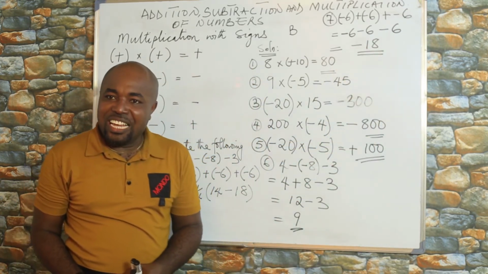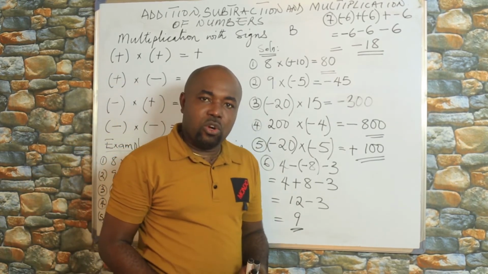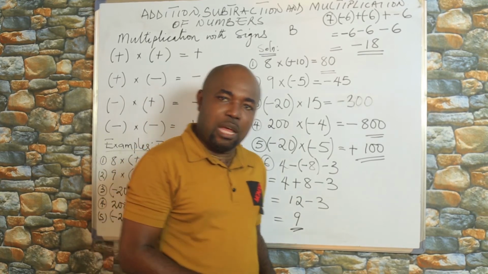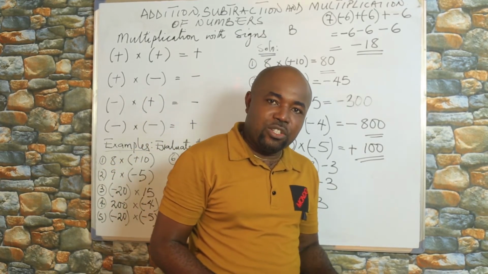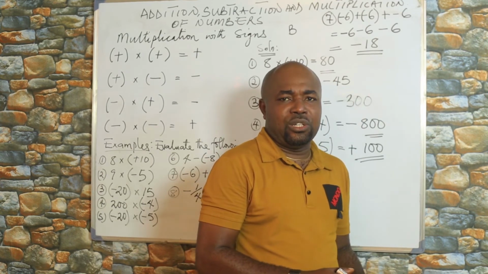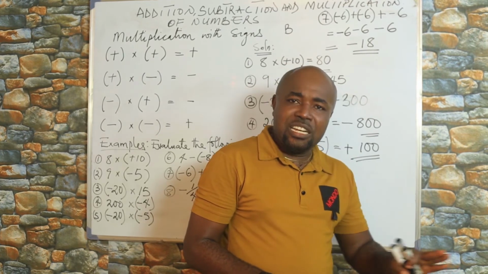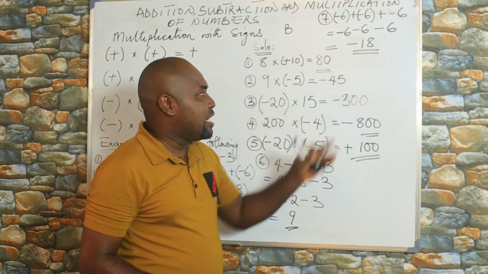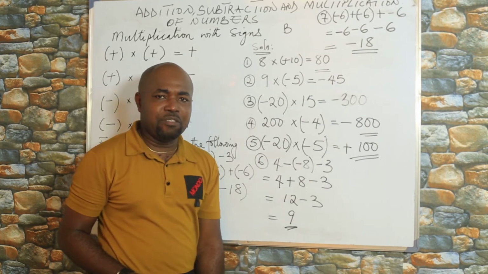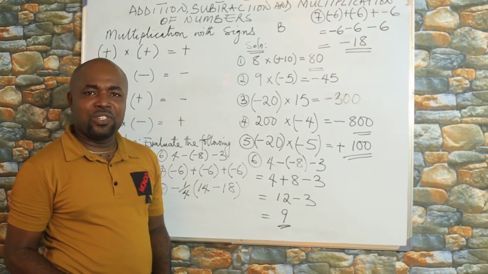You are moving in the negative direction. You move in the negative direction 6 steps. You continue in the negative direction 6 steps. You continue in the negative direction 6 steps. Count all the steps you have taken in the negative direction: 6, 6, 6. It is what? 18 steps in the negative direction. And that is why our answer is in the negative, minus 18. I hope you understand this.